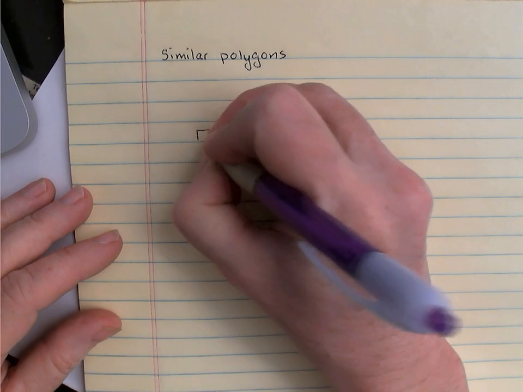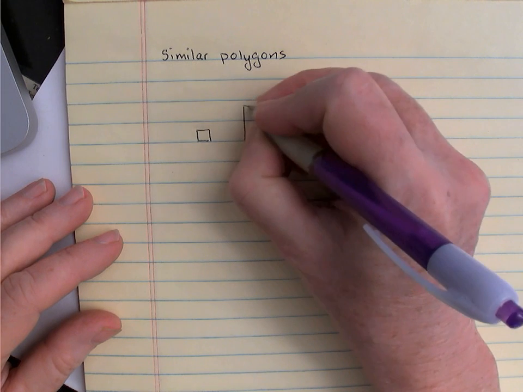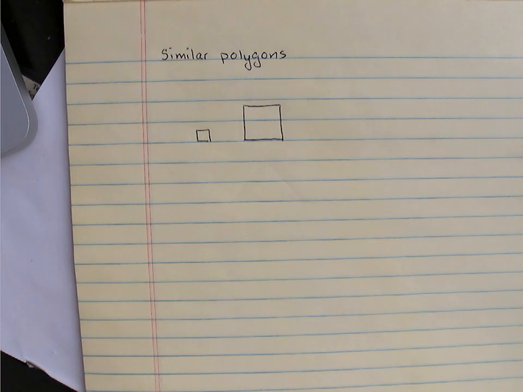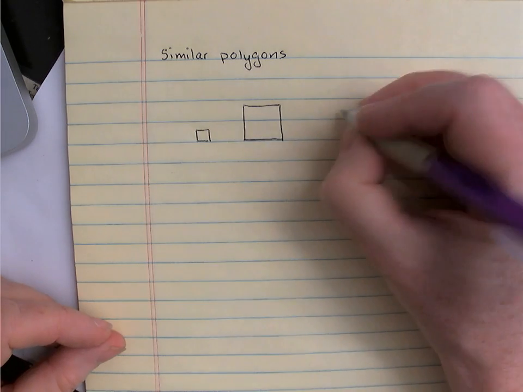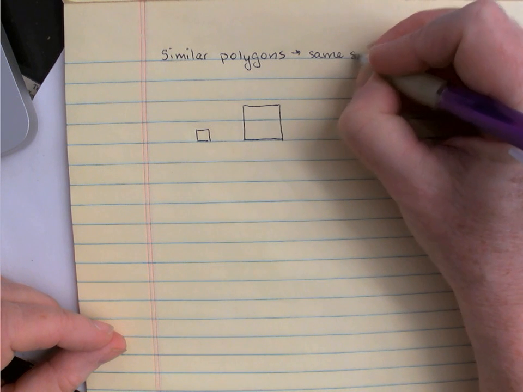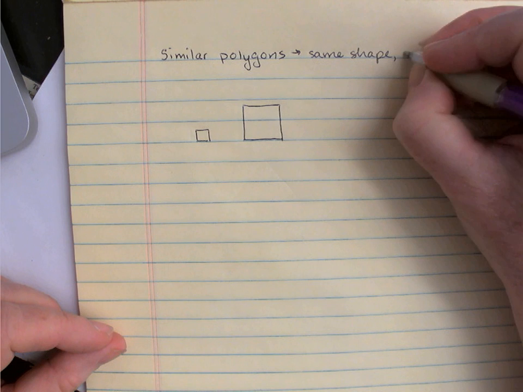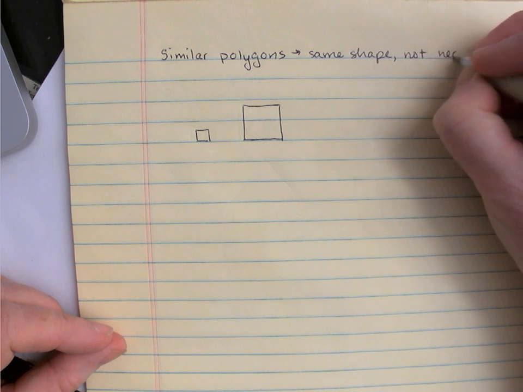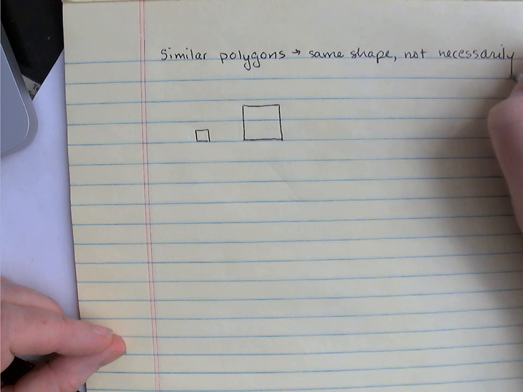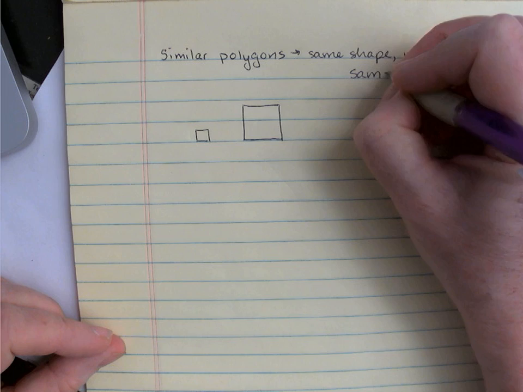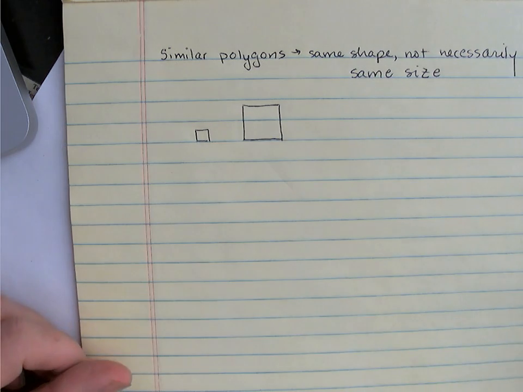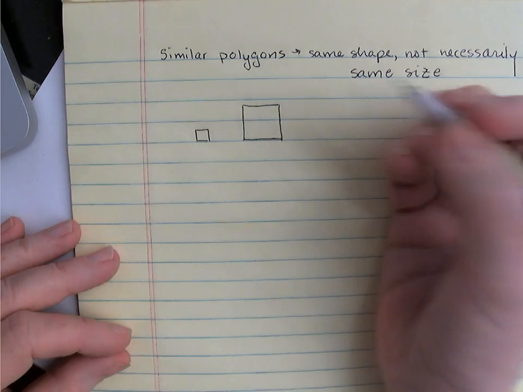Suppose you have two squares, one little one, one big one. They're not exactly the same, but they're similar. They're similar because basically they have the same shape, not necessarily the same size. They could have the same size, but they don't have to. So these are similar.